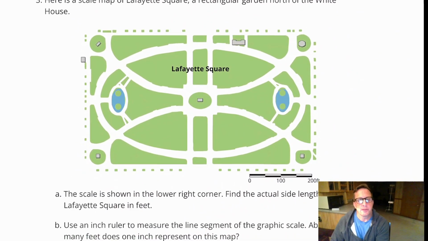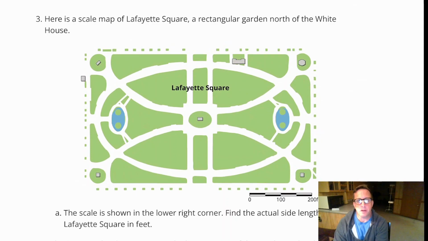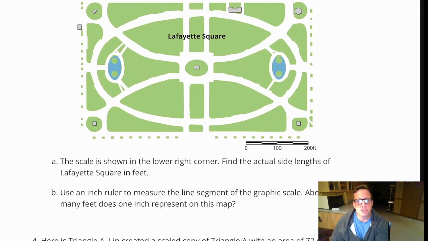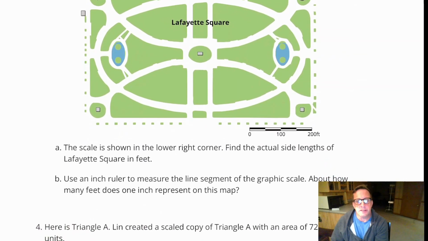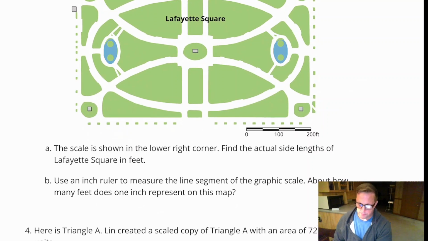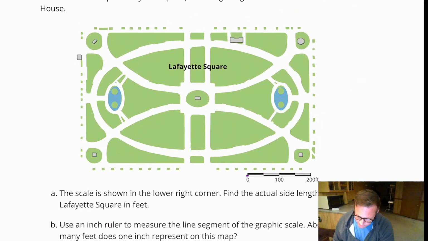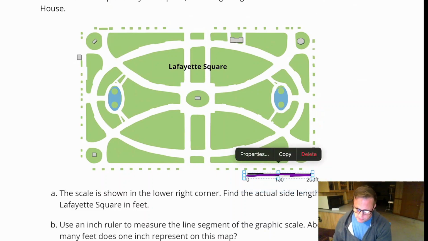All right. And this one right here says, here's a scale map of Lafayette Square, a rectangular garden north of the White House. So for question 8, it says the scale is shown to the lower right-hand corner. Find the actual side lengths of Lafayette Square in feet. So what I am going to do is I'm going to take this and measure it right here. So that's 200 feet right there. And I'm going to copy and paste that.